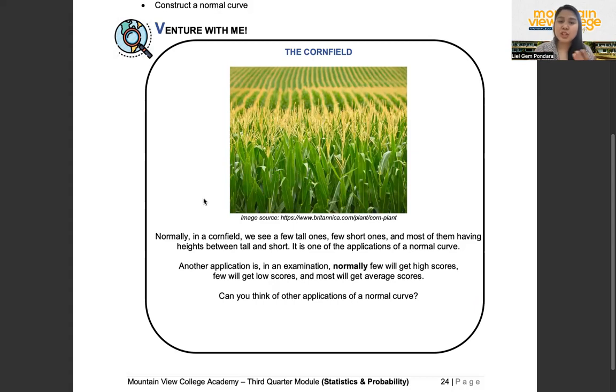The same with examinations. In an examination, they say it is normal when only a few will get high scores, a few will get low scores, and many will be in the average. That's why we say it's not normal if in your examination the results are only a few would pass and majority are failing. That's not the normality. So normally, many are in the average and few are in the extremes.